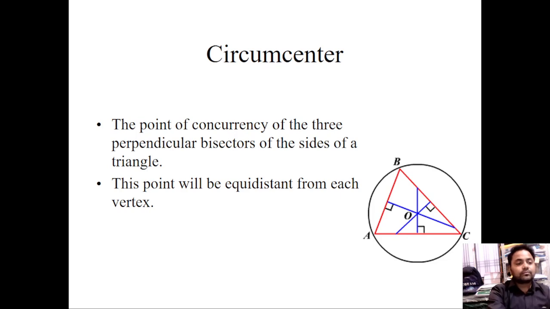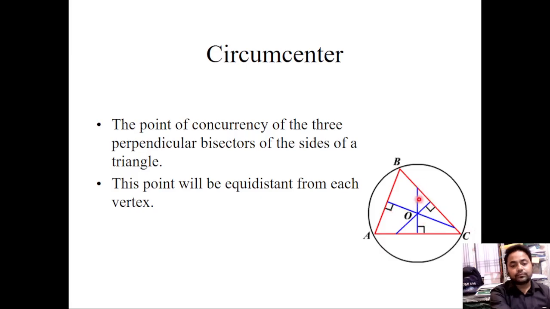Circumcenter: the point of concurrency of the three perpendicular bisectors of the sides of a triangle. This point will be equidistant from each vertex. Actually we are here finding the circumcenter of this triangle. So to find the circumcenter, we just have to take the point of intersection of the perpendicular bisectors of the sides of this triangle.